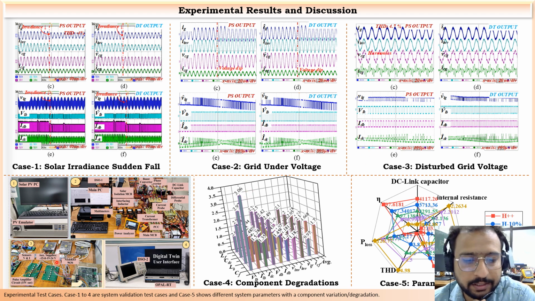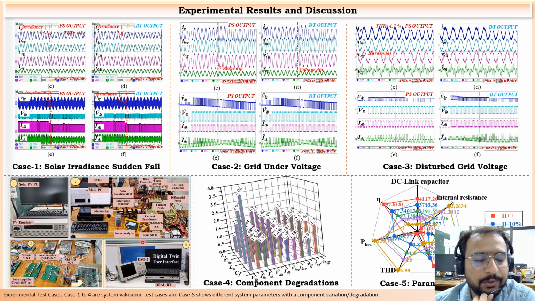This slide shows the hardware setup used to test the developed digital twin platform and the experimental results. The image illustrates the complete experimental arrangement, which is divided into four parts. Part 1 is the power generation, which is done through the PV emulator. Part 2 consists of the main control unit. Part 3 consists of the sensor and the microcontroller unit. And Part 4 consists of OPAL-RT, which is used to develop the digital twin platform.